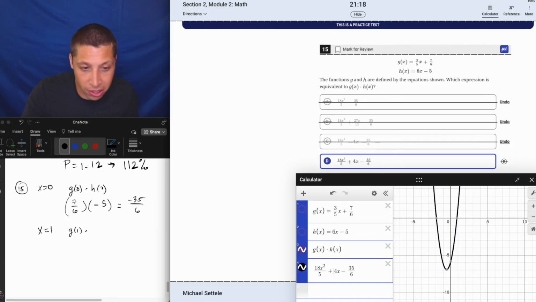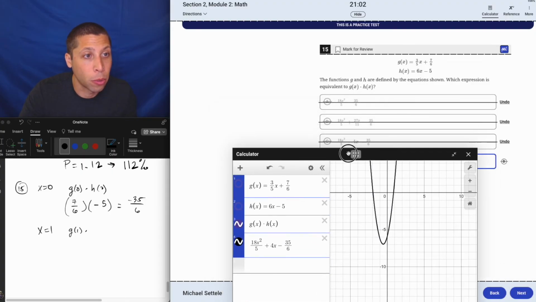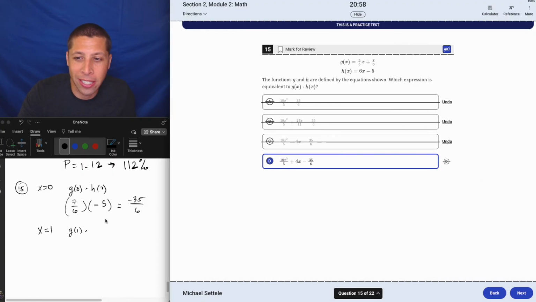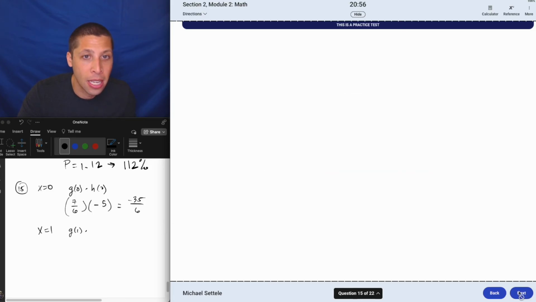So I just don't want to FOIL with all these stupid fractions. So 18x squared plus 4x minus 35/6, that is choice D, and that matches with what I did on the top. So everything looks good. So yeah, they're the same. There we go, right? If they're equivalent, then they should produce the same graph. Good, I like that. This was a good idea, but too messy with the fractions.